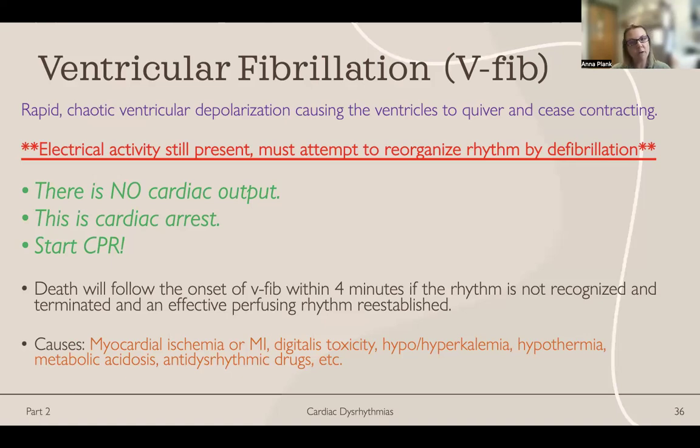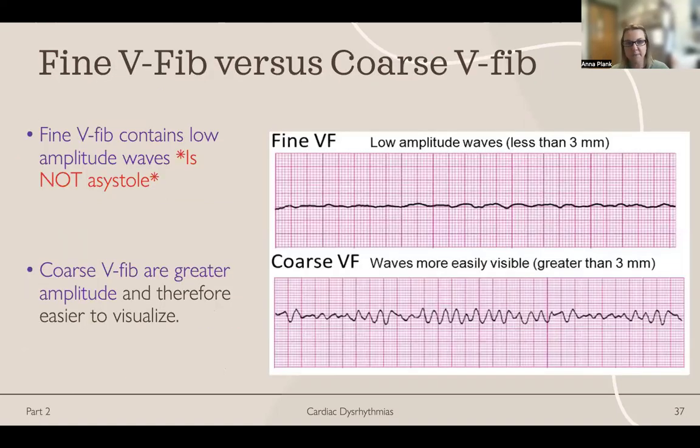Okay, and I had students argue with me and say, no, it's not cardiac arrest because there's still electrical activity. It doesn't matter, right? We are not having cardiac output, it is cardiac arrest, and we are doing CPR. Okay. So we have about 4 minutes, and after that, the brain is not going to perfuse.